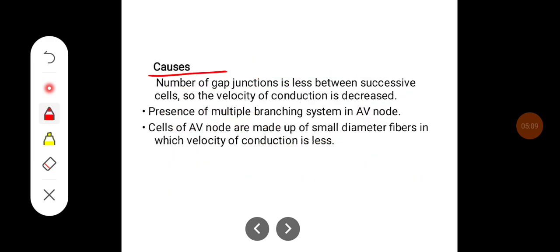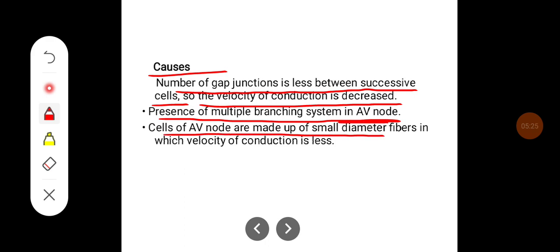The causes for atrioventricular delay are that the number of gap junctions between successive cells is less, and so the velocity of conduction is decreased. There is a multiple branching system in the AV node, and the cells of the AV node are made up of small diameter fibers in which the velocity of conduction is less.